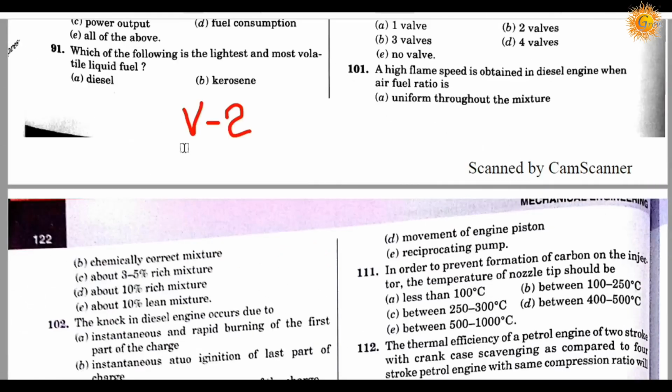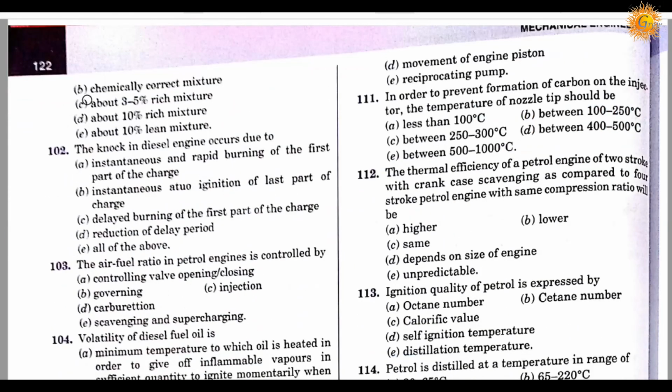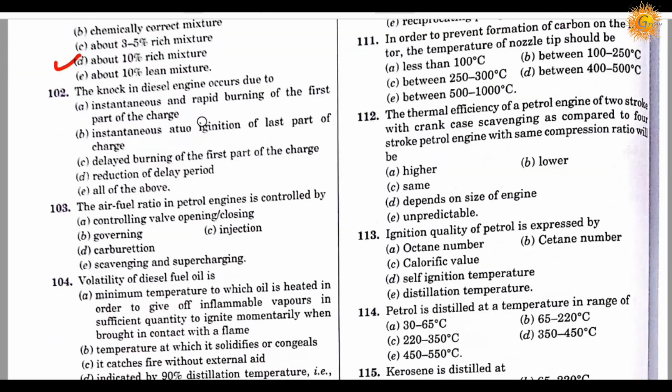Internal combustion engine. So this is video number 2. Question number 101. A high flame speed is obtained in diesel engine when air fuel ratio is: option A, uniform throughout the mixture; option B, chemically correct mixture; option C, about 3 to 5% rich mixture; option D, about 10% rich mixture; option E, about 10% lean mixture. So the correct answer is D, about 10% rich mixture.